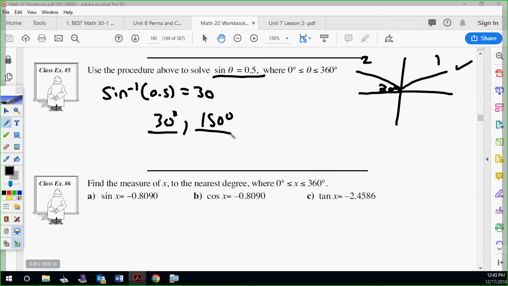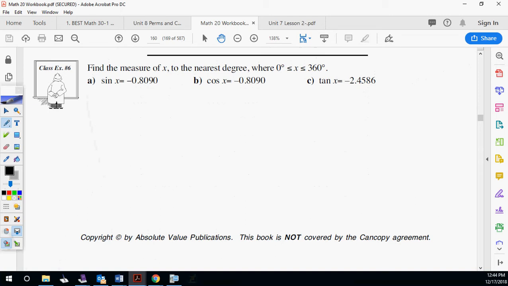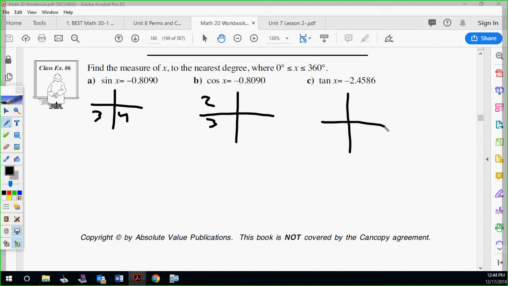Okay, any questions? So I'm going to explain these ones. Right now, let's just go through and figure out where we're expecting these answers to be. We'll do that first, and then we'll do the calculating second. Sine is negative. So where's this one at? 3 and 4. Cosine's negative. Where are we at? Tan's negative. So that's where we're at.